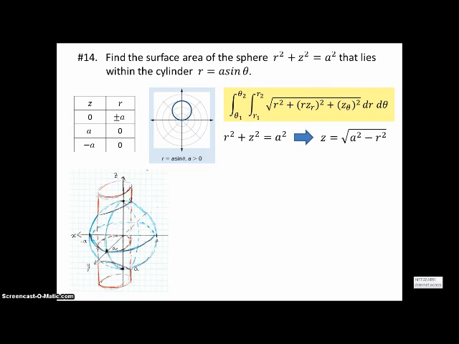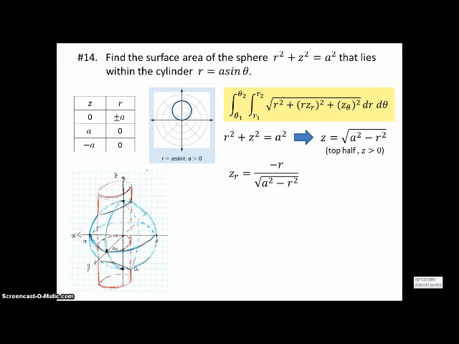And so if we solve for z, we can take our derivative with respect to r and our derivative with respect to theta. But notice that this is only the top half, the top little piece, because we're assuming z is positive, but z could be plus or minus the square root of a squared minus r squared. And so there's another identical surface down there at the bottom.